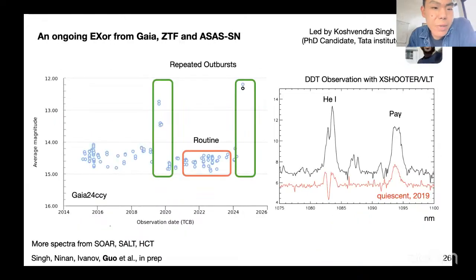Another similar object we also detected from the Gaia Science Alert is Gaia 24CCY. We also see routine variability and outbursting variability on this target. Earlier this year, when we received the alert from Gaia, we started spectroscopic follow-up observations using VLT XSHOOTER and several telescopes, including SOAR and SALT in South Africa, and HCT from India. From here, we compare the quiescent spectrum versus the outbursting spectrum, and we can see the dramatic change in the Paschen gamma line here, and also the helium-I line here. This work is led by a PhD student, Keshavendra, from Tata Institute in India.